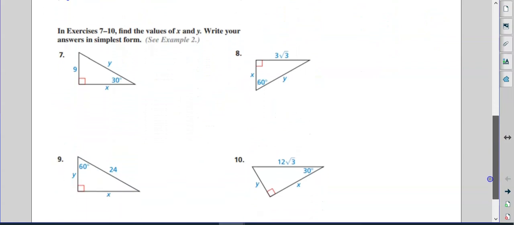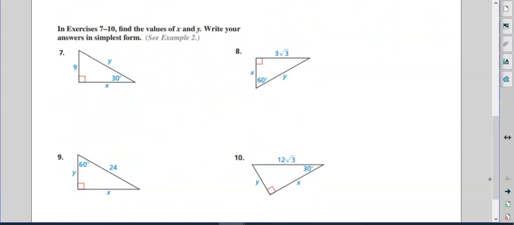All right, now number 7, we have 30, 60, 90 triangles. Again, we have 30, 90, so that makes this 60. So identify your sides. So this is your small side, okay? This is the medium side, and this is your hypotenuse. That's the largest side, okay?